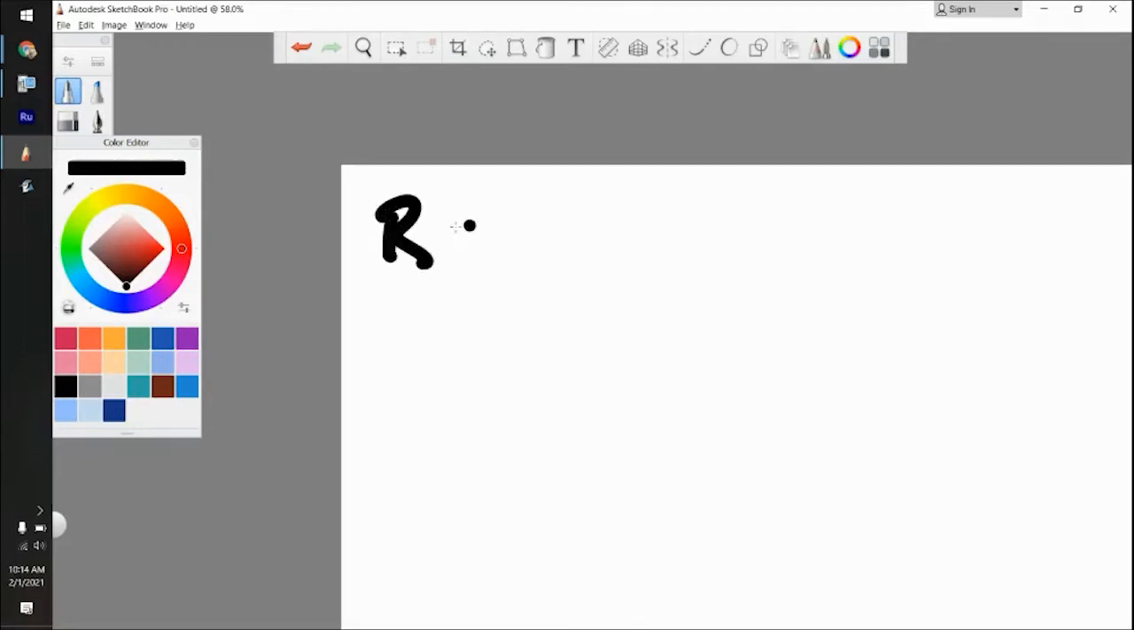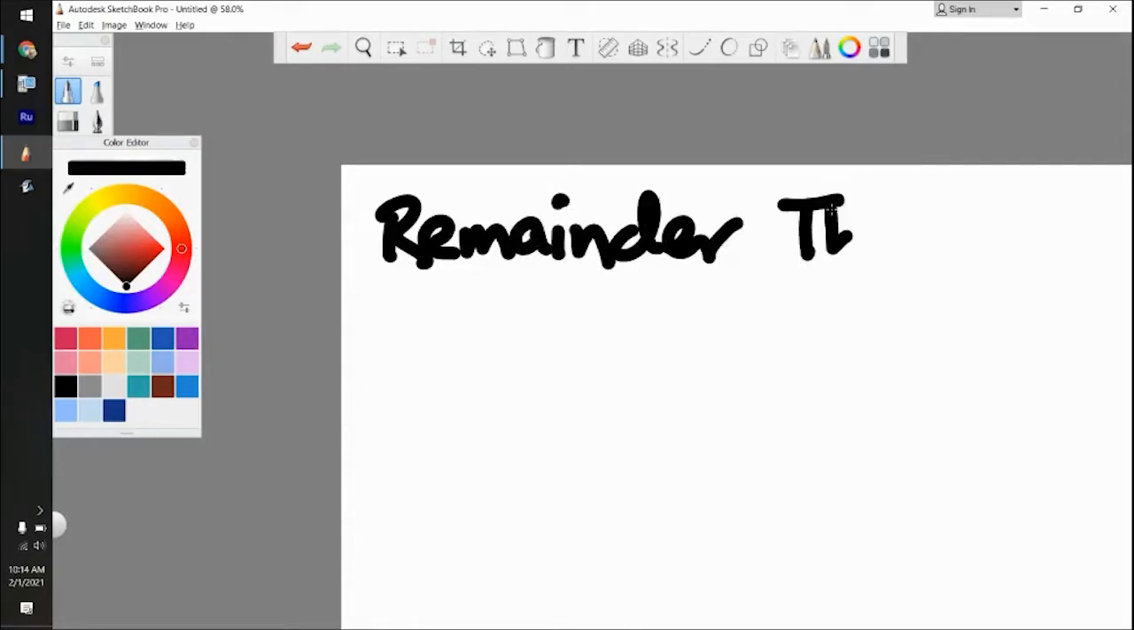Let's just title it remainder theorem. Also known as factor theorem sometimes, but I don't feel like writing that all out. So remainder theorem.